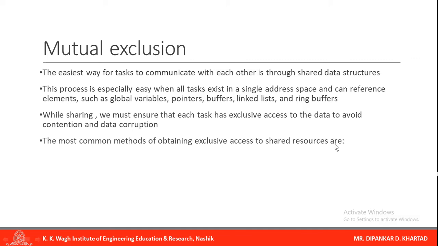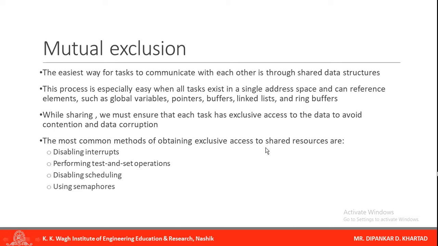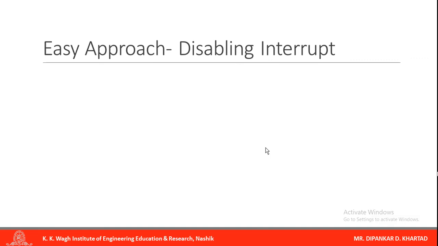So there are various common methods to obtain exclusive access to shared resources. First one, disabling interrupts, performing test and set operation, disabling scheduling, and last, the important one, using semaphores. We'll start from the easy approach, that is disabling interrupts.